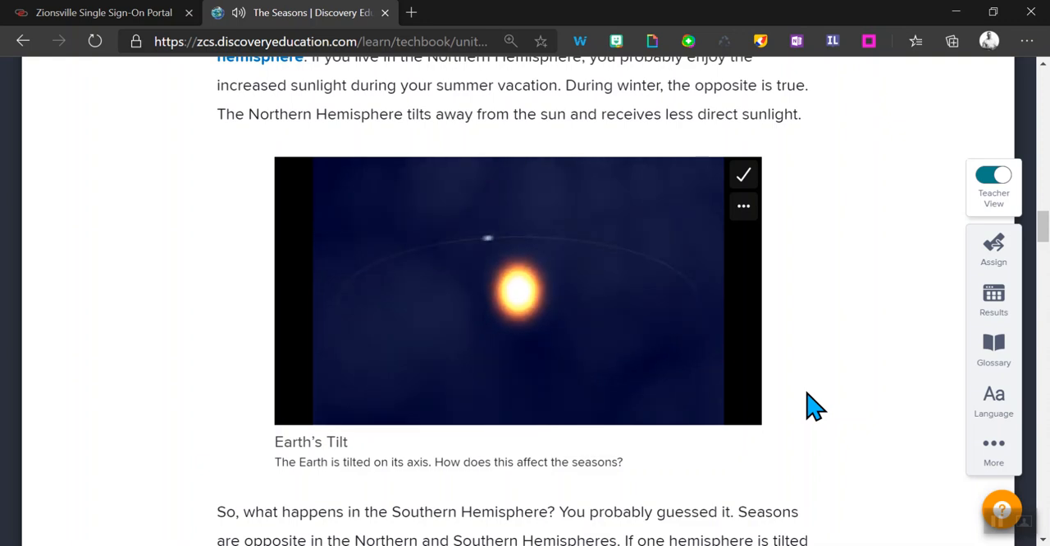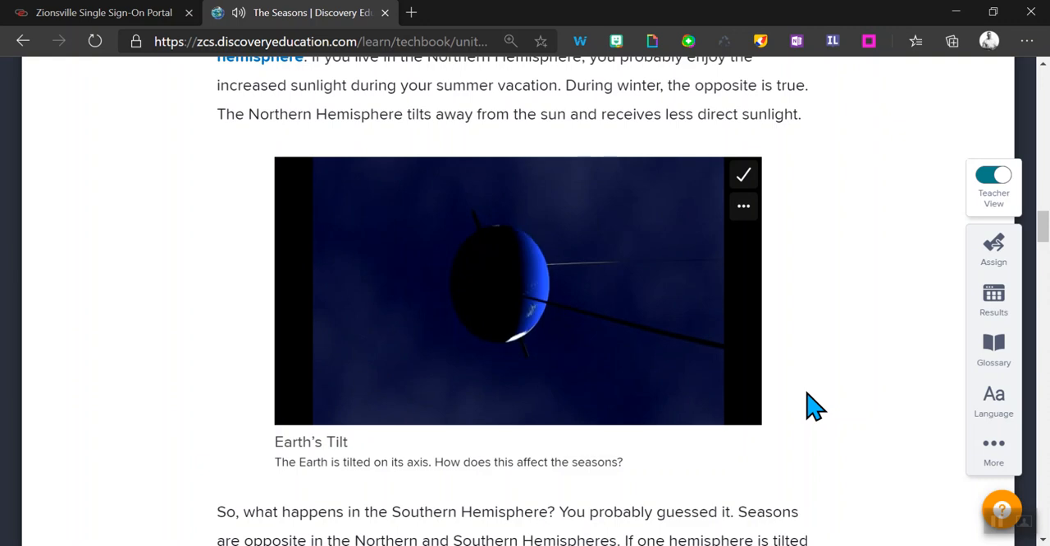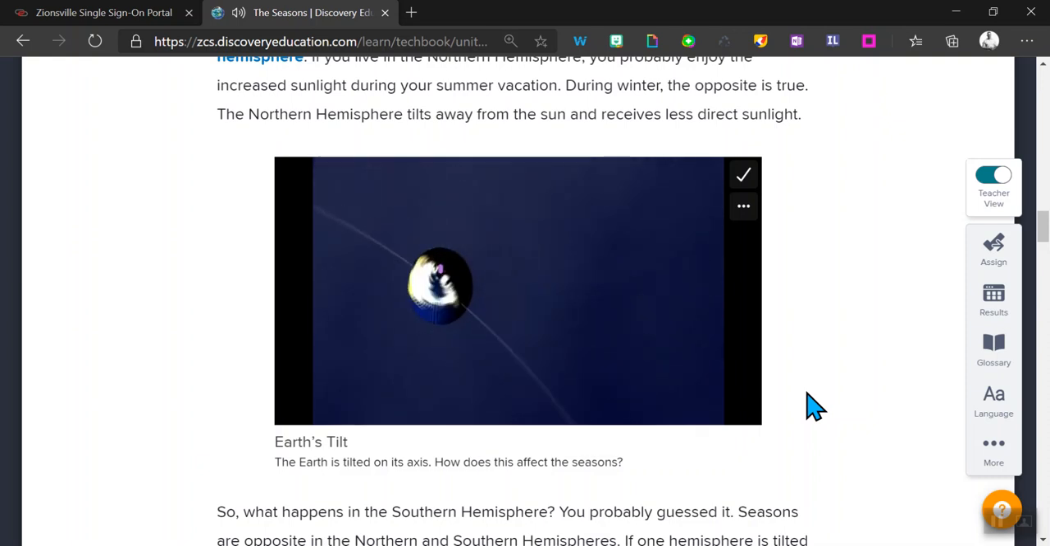Half a year later, Earth is over here, and the North Pole leans away from the sun. Now the Northern Hemisphere gets less sunlight and has winter. The Southern Hemisphere of Earth has the opposite seasons. During the North's winter, it's summer in the South. People once thought seasons were caused by changes in the distance between sun and Earth. Now we know that it's the tilt of Earth's axis.